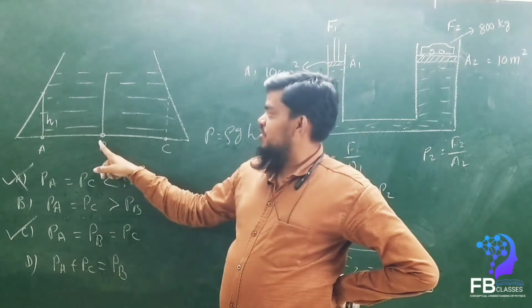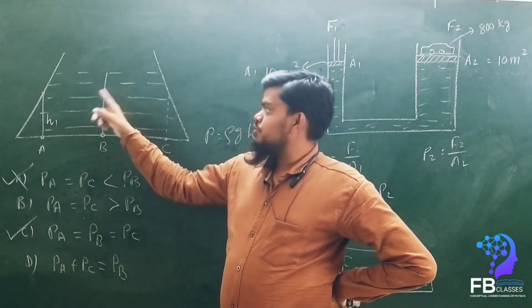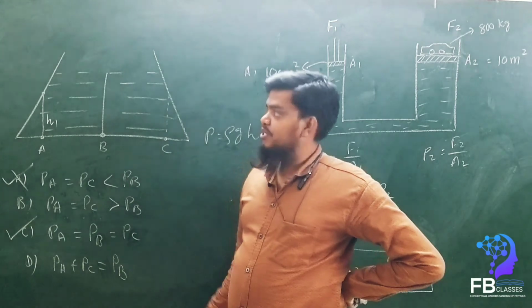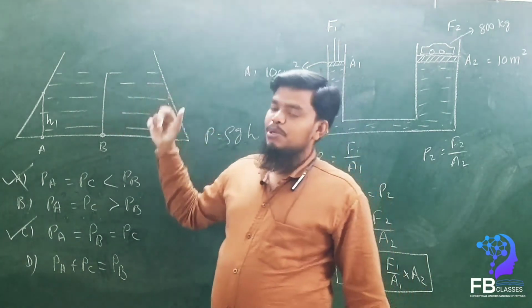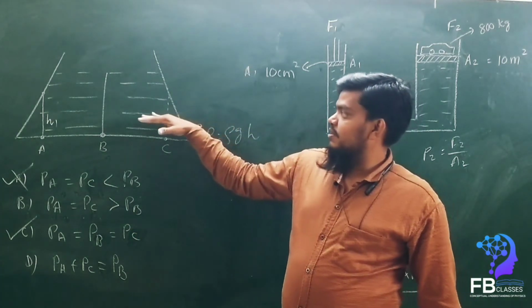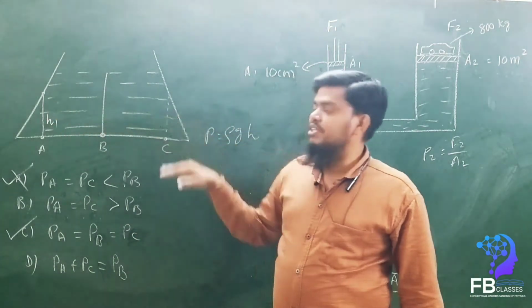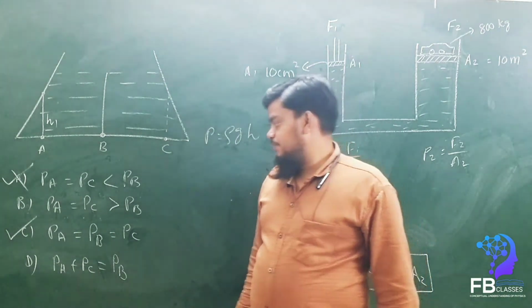That means the pressure is more at B and less at A. So the liquid should flow from higher pressure to lower pressure. Is it moving now? No, it is not moving. So it is in equilibrium. So at the horizontal level of any liquid, all the points have equal pressure. That is PA, PB and PC.